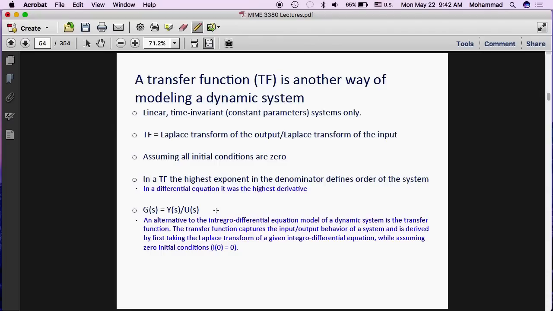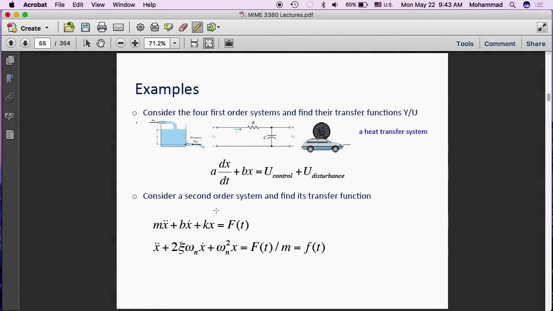Now, when we had a differential equation model, it was very easy to see the order of the system. Where would you look to find the order of the system? It has to do with the highest time derivative that you had. So if it was x double dot, that system was second order. The same information is available to you in the form of the highest power of s in the denominator. So the highest power of s in the denominator will give you the order of the system. Okay? So let's look at some examples to put this into context.